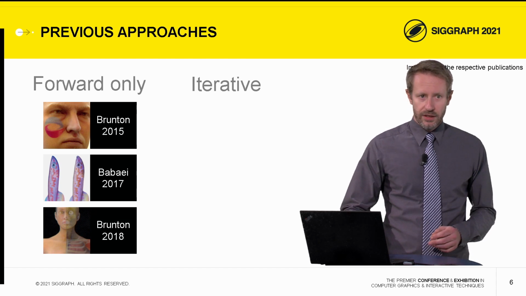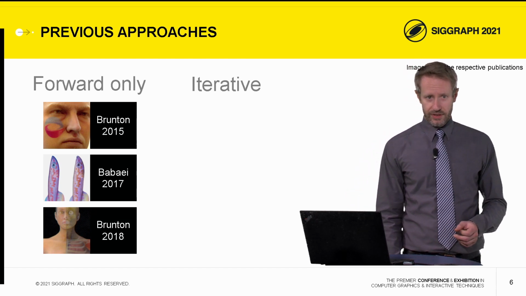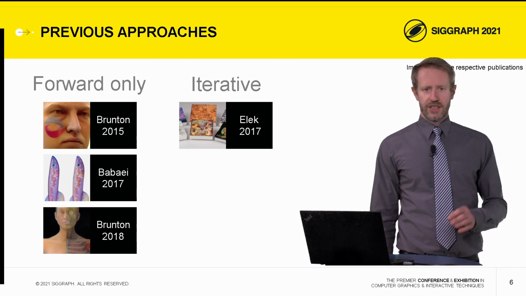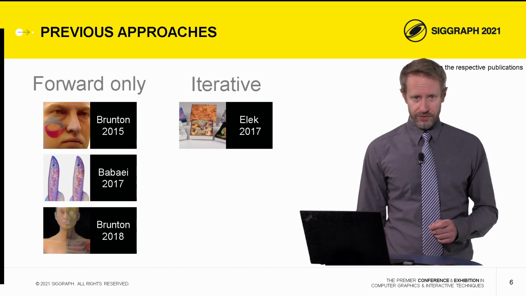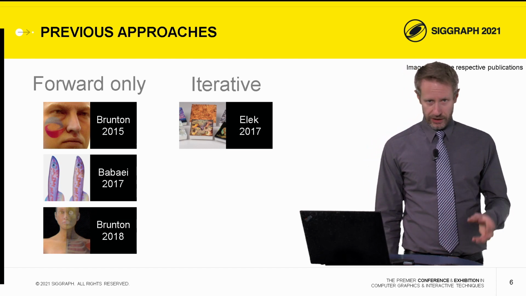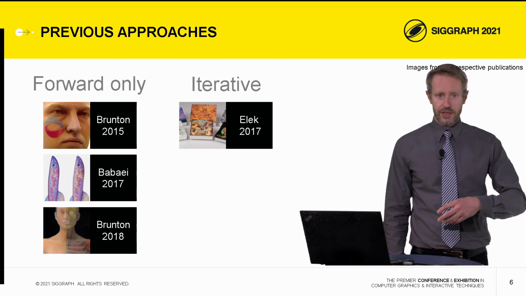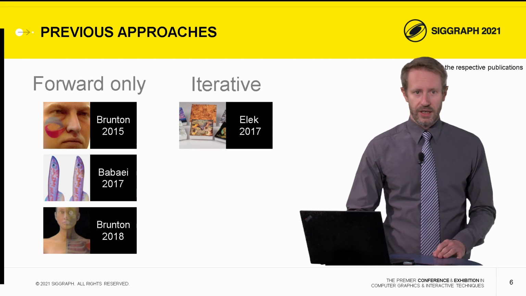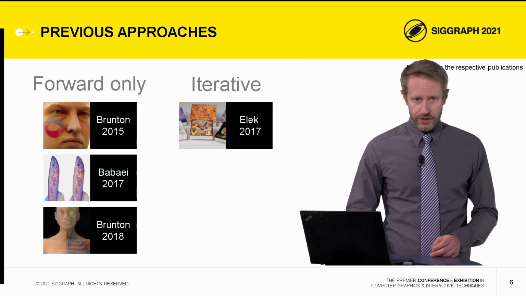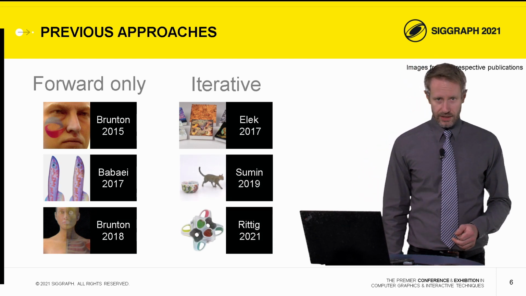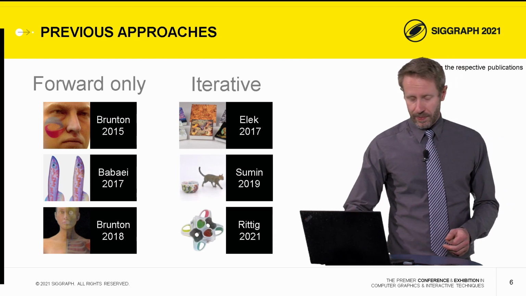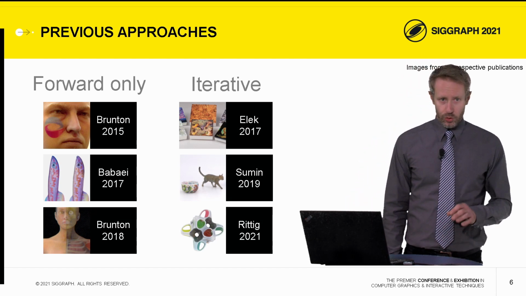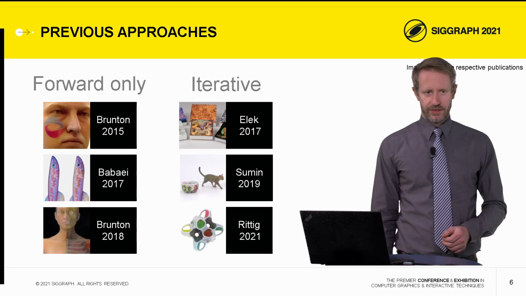Looking at the iterative approaches, the first that appeared was in 2017 by Elek and co-authors, who presented a method that substantially improves contrast and sharpness of the printouts. They use predictive rendering in concert with a heuristic refinement step to iteratively converge to a solution. This work was later taken further by Sumin and others in 2019 and Rittig and others in 2021, respectively. Like the methods of Elek, Sumin, Rittig and others, our approach also uses iterative optimization.